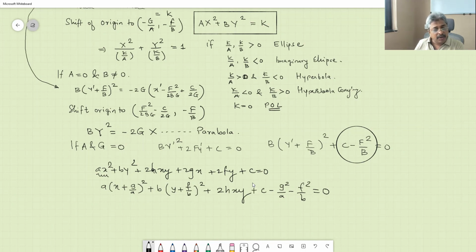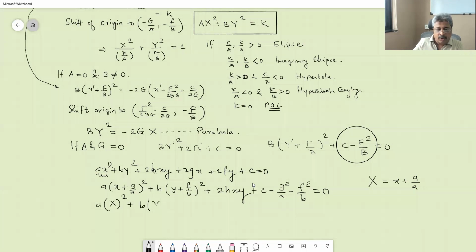Okay, now I am supposed to substitute capital X is equal to small x plus g by a. That is my translation transformation. x is equal to capital X minus g by a, and therefore what will I get here is a into capital X bracket square plus b into capital Y bracket square. What for y I am supposed to substitute y plus f upon b.